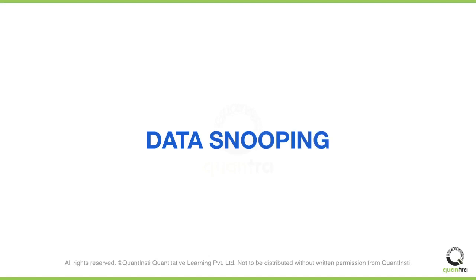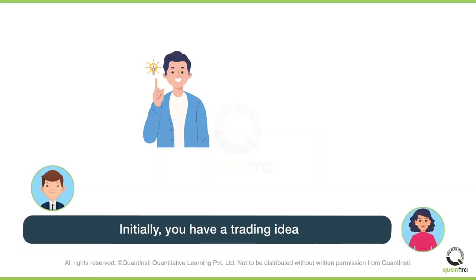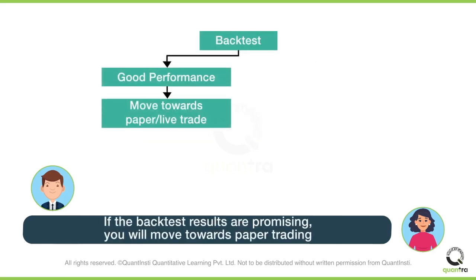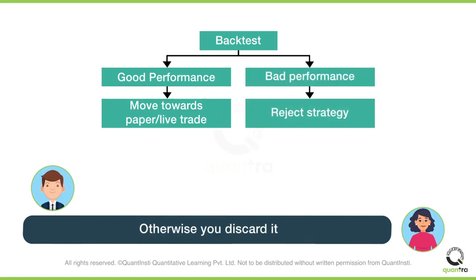Welcome to this video on data snooping. Initially, you have a trading idea, but you do not go and live trade. You will first test the effectiveness of the idea on historical data. If the backtest shows a good performance, you will move towards paper trading, and further in live trading. But if the backtest results are bad, you should ideally reject the idea.